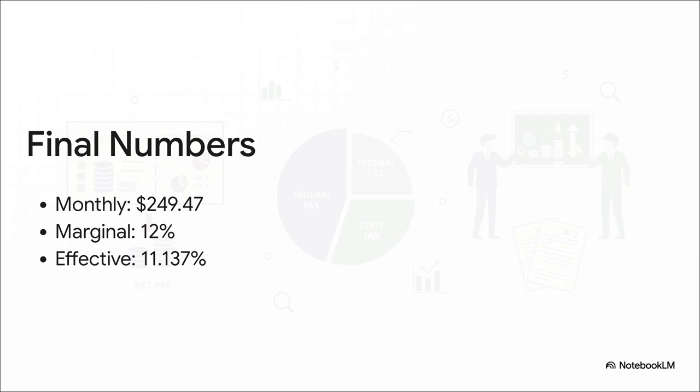When we divide her annual tax by 12, her monthly federal withholding comes out to $249.47. Her highest dollars were taxed in that 12% bracket, so her marginal rate is 12%. But check this out. If you take her total tax paid and divide it by her total income, her effective tax rate is only 11.137%. See? She definitely didn't pay 12% on everything. And keep in mind, this is just income tax, which is completely separate from that FICA slice you see on your pay stub for Medicare and Social Security.